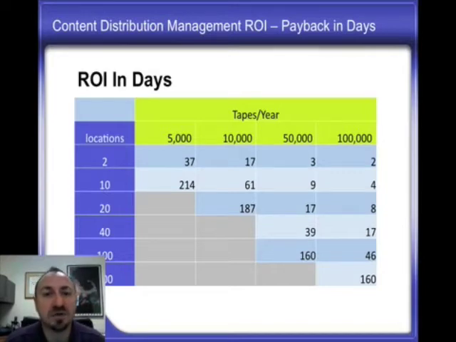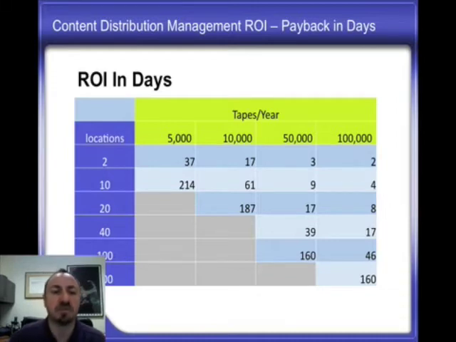I wanted to show you the elasticity of the ROI, so look at this chart here. This is payback in days, not years, not months, not weeks. These are days. So if you've got 2 locations and you're shipping 100,000 tapes per year between those 2 locations, your payback time is 2 days, believe it or not. That's kind of an ideal situation: location A, location B, and moving content between them, 2-day payback.